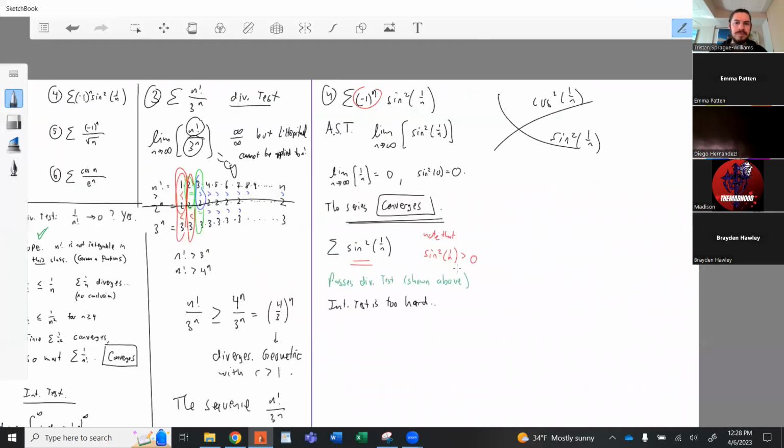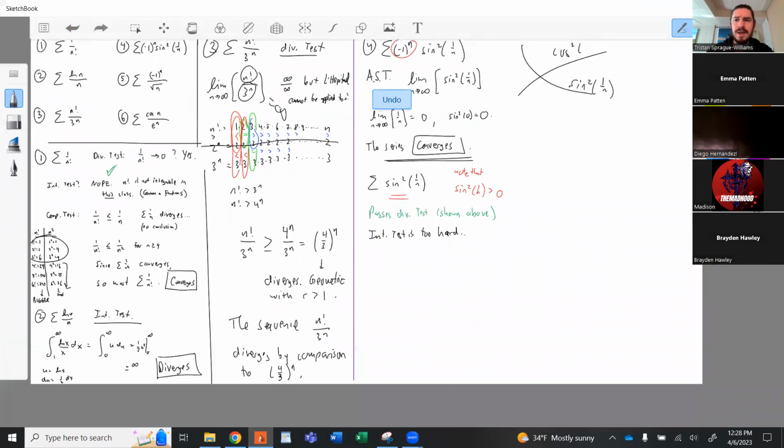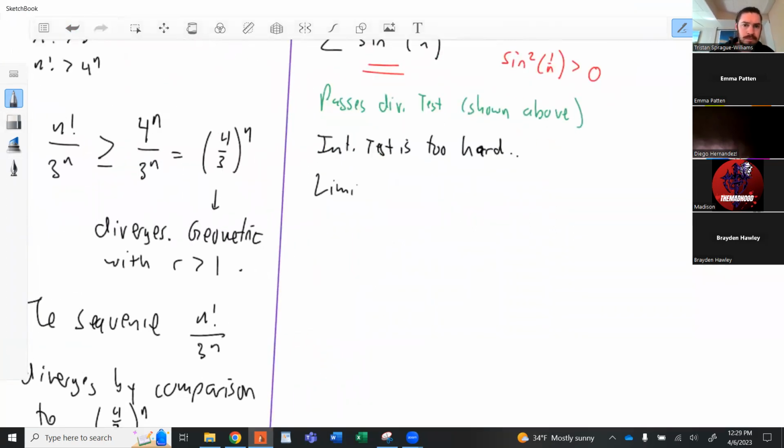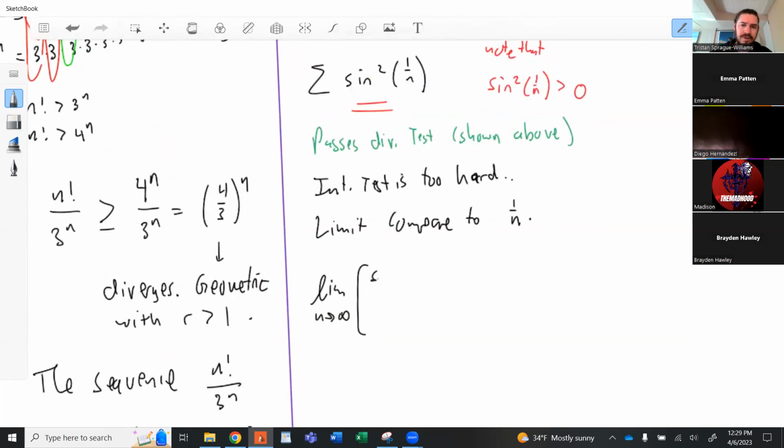Okay. So let's try a limit comparison to something. Let's start with 1 over n and see if that works. So we're going to do the limit as n goes to infinity of the sequence that we're examining, sine squared of 1 over n, divided by 1 over n.